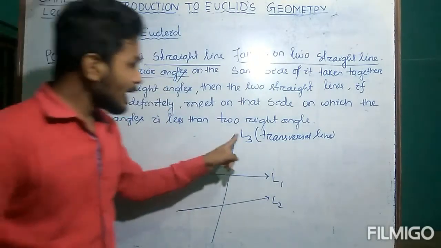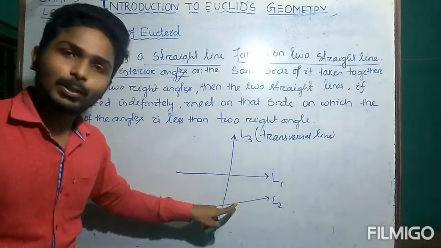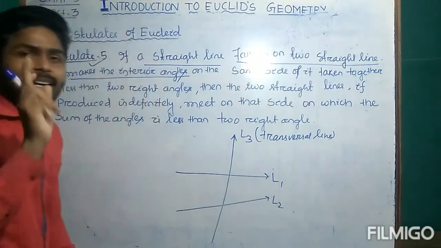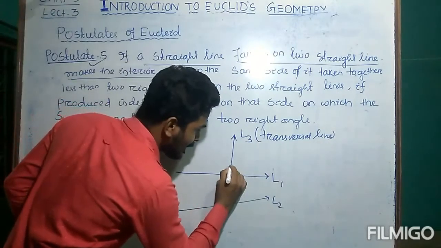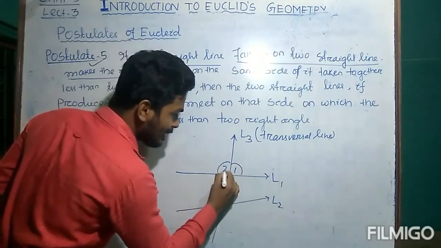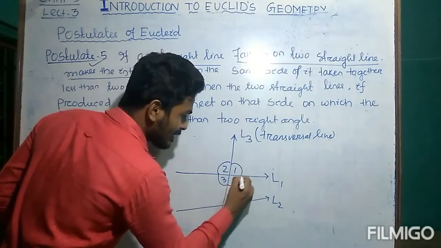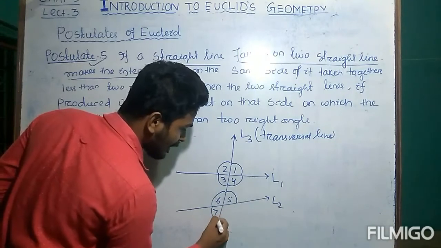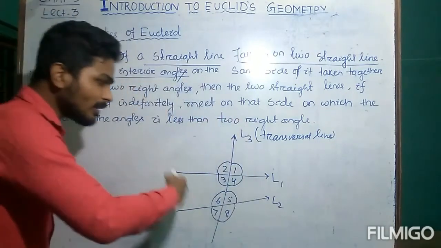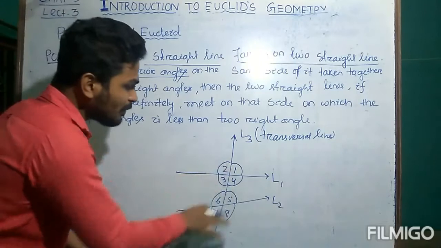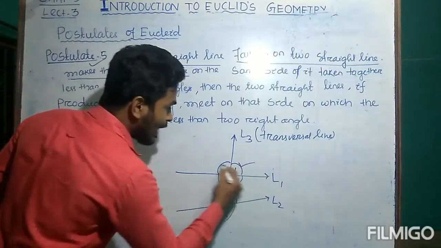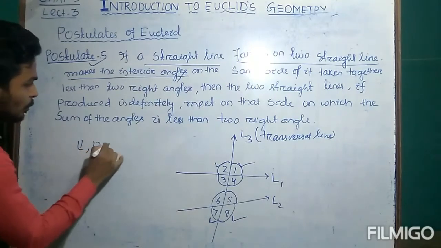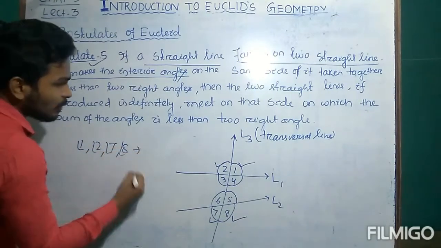Whenever L3 falls on the straight lines L1 and L2, how many angles are formed? About 8 angles are formed. See, what are the angles? Angle 1, this is an angle, this is an angle, this is an angle, and this is also, up to 7 and 8. So a total of 8 angles are formed. Out of these 8 angles, angles 1, 2, 7 and 8 are which type of angle?